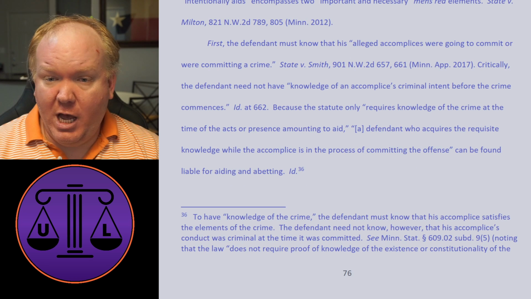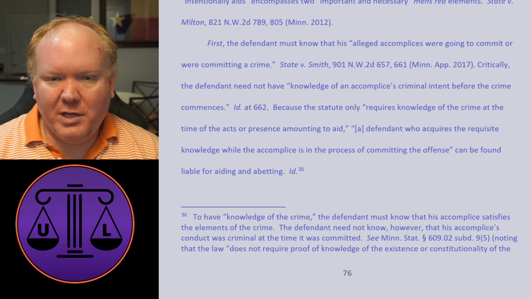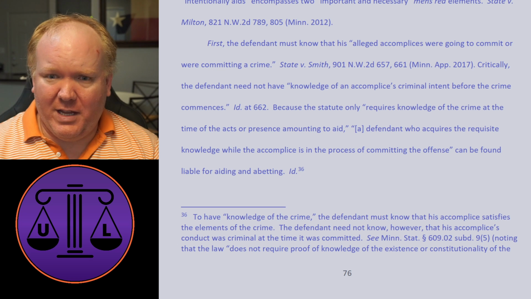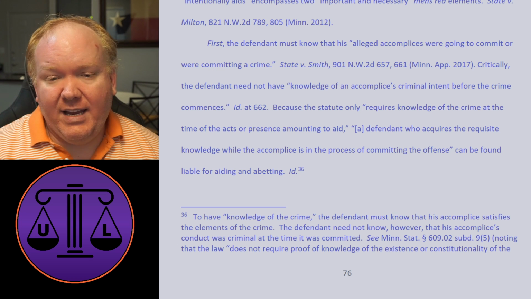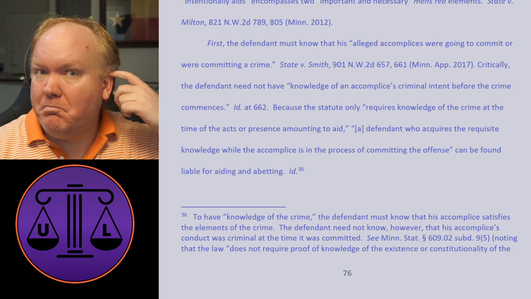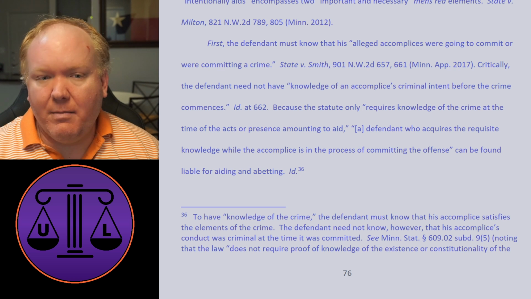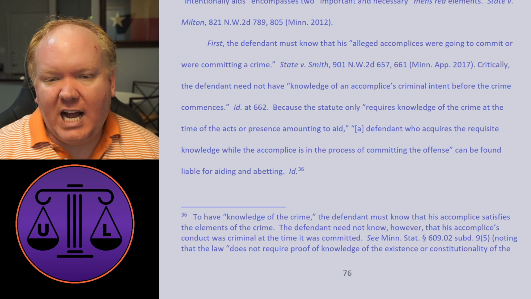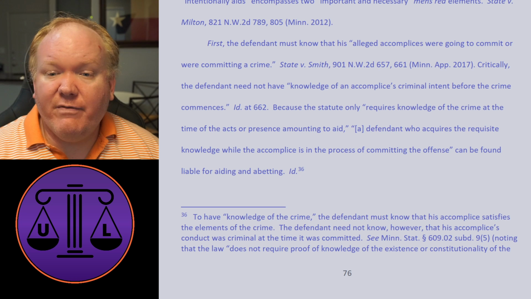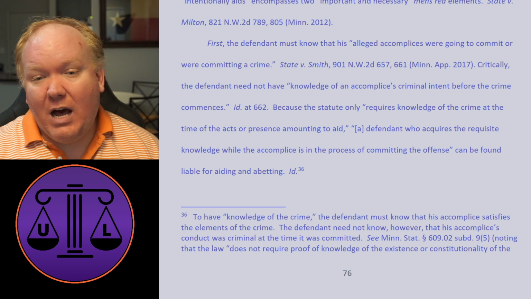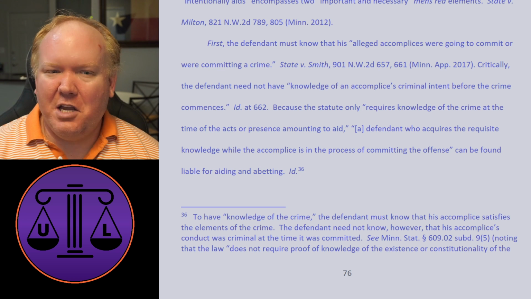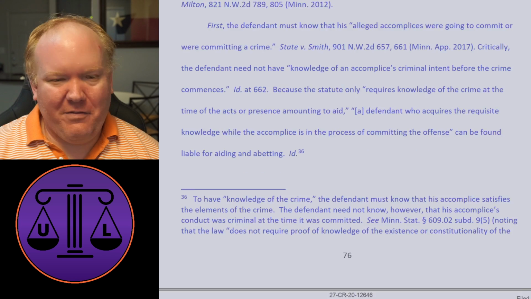Okay, so the defendant must know that his alleged accomplices were going to commit or were committing a crime. They have to know that they're committing a crime. That's going to be difficult to show for the other officers. Critically, defendant need not to have known of an accomplice's criminal intent before the crime commences. Fair enough. They don't have to know that he's planning to commit the crime. They just have to know he is committing the crime. Because the statute only requires knowledge of the crime at the time of the acts or presence amounting to aid, the assistance, a defendant who acquires the requisite knowledge while the accomplice is in the process of committing the offense can be found liable for aiding and abetting. Yes, you didn't necessarily need to know in advance. If you found out as they're committing crimes and decide to help, that would definitely potentially count, yes.